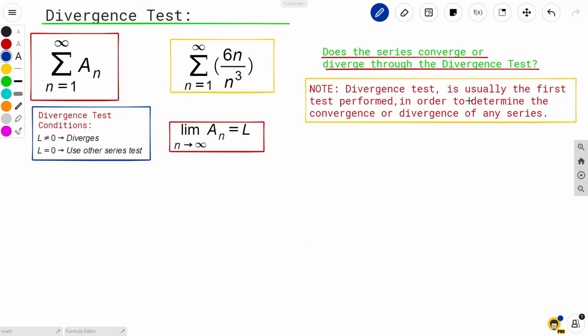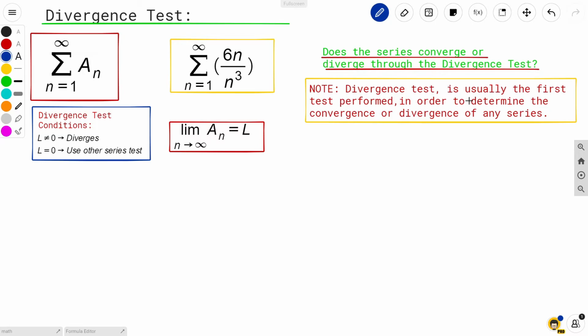Hello guys, in this example we're going to learn how to use the divergence test to test whether a series converges or diverges. So the question is asking us, does this series converge or diverge? Quickly, I want you to make a note of this. I put it in red.